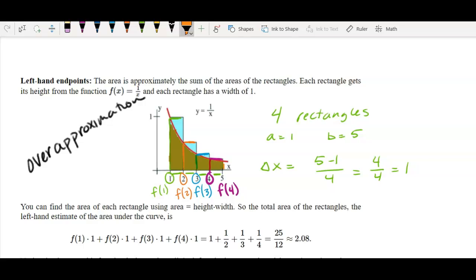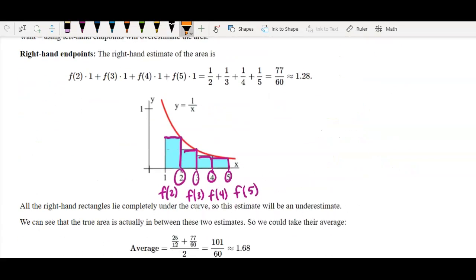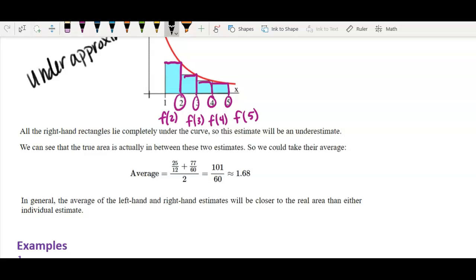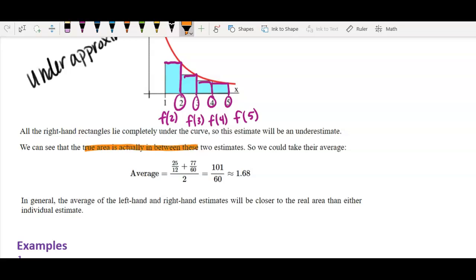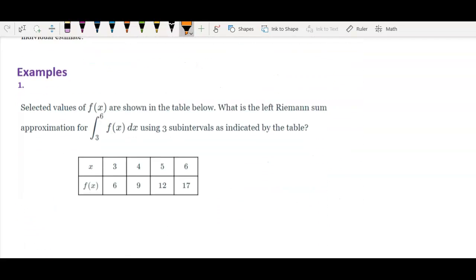Well, these rectangles go over that area, so we have an over approximation. Here we have an under approximation. And we know that the actual area, the true area, is between these two. So we could take their average and get closer to it, but we know it's between these two values, the left and the right hand.